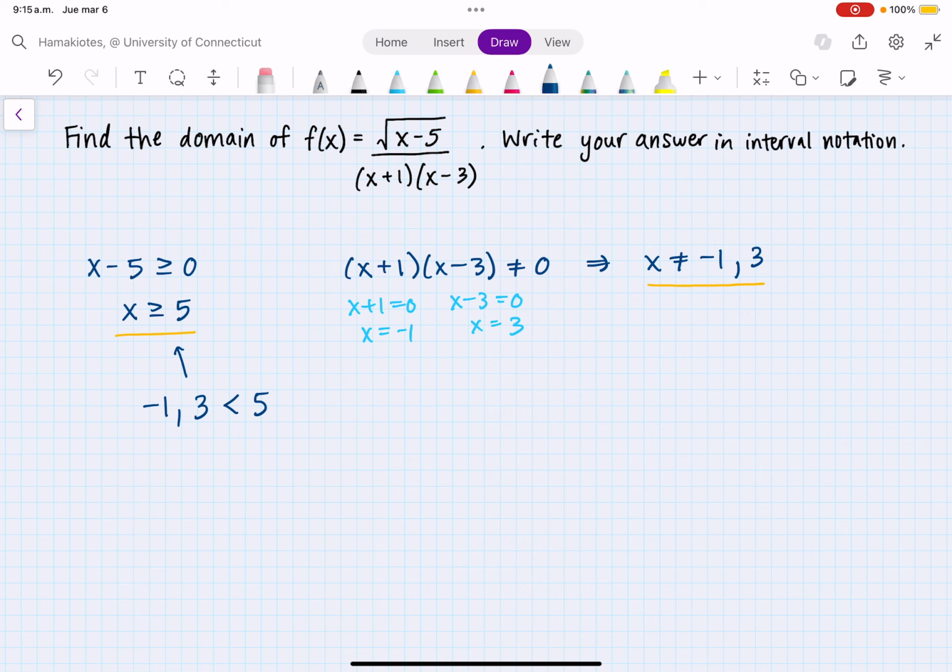So how do we write that in interval notation? Well, 5 is included, so we want to use square brackets, 5, and then comma infinity. And so this is what the answer looks like in interval notation.